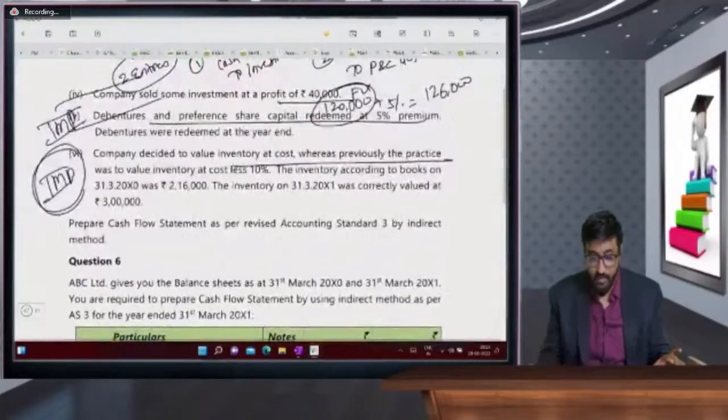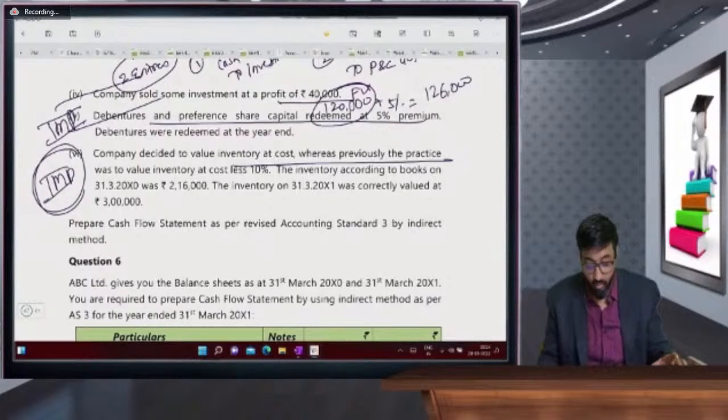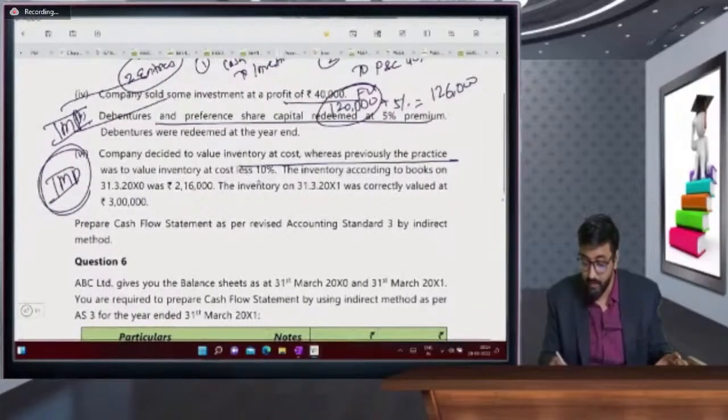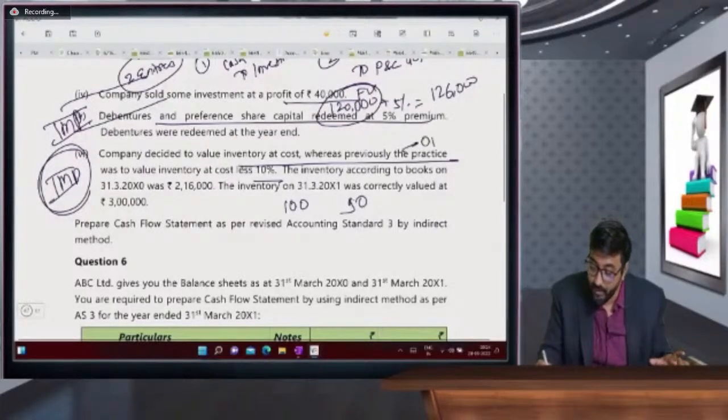And the last one is also very important. Company decided to value inventory at cost, whereas the previous practice is to record it at 10% less. Now this is very important, beta. So previous practice is 90 and now it is 100. Previous practice means it will affect opening stock.